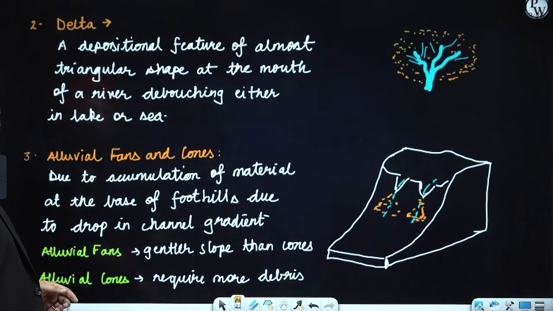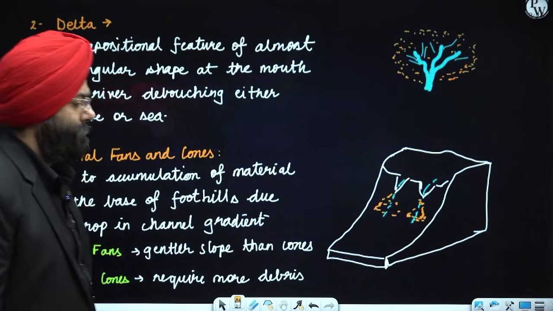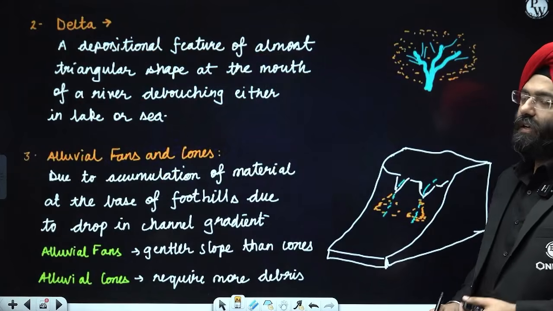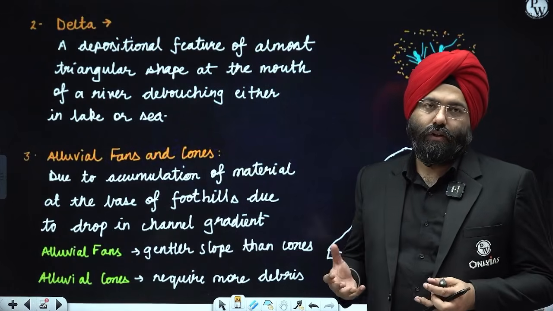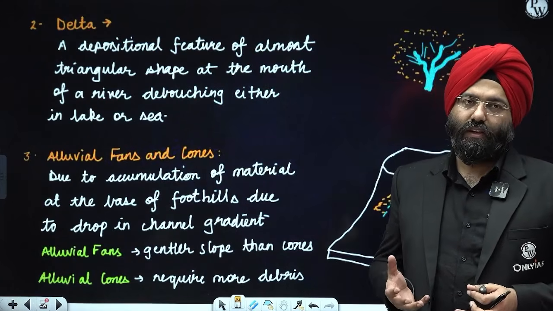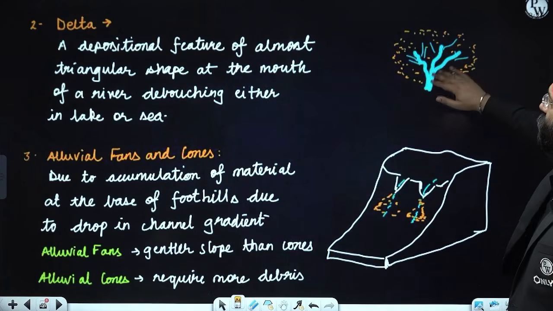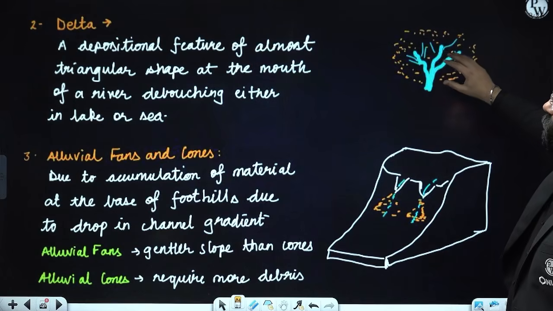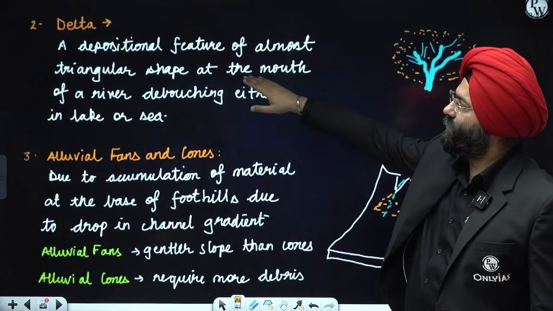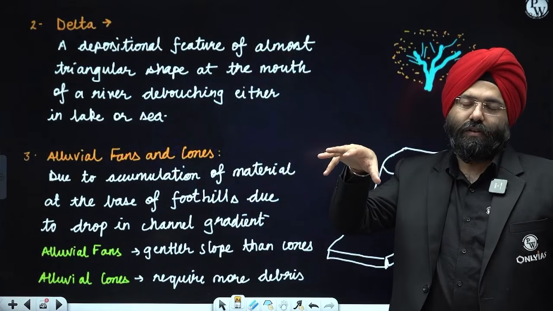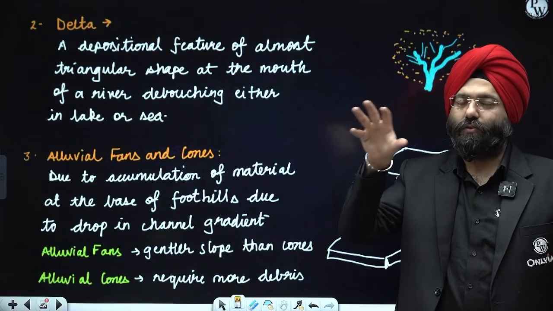Now, next, delta. Delta, you know that very well, associated to the coastal regions where you see deposition of a lot of sediments take place in the final stages. Now, this is supposedly a river and deposition is taking place in the form of delta. Now, the depositional features almost in a triangular shape at the mouth of the river that is entering the lake or a surface or ocean or a sea. So, this is known as a delta.